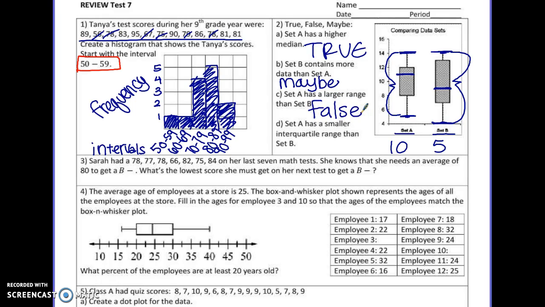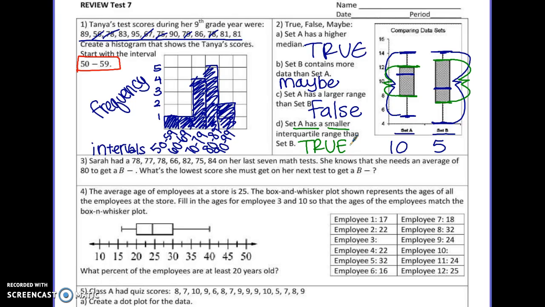Set A has a smaller interquartile range than set B. Interquartile range is the box part, so it's from here and here's B. So it says A is smaller than B, and that is true.